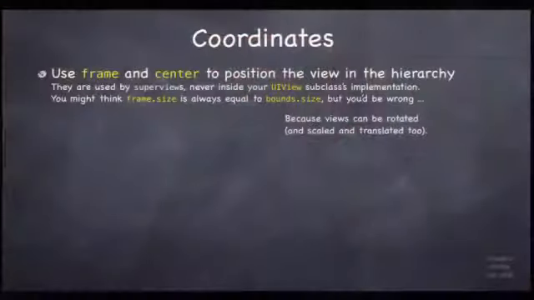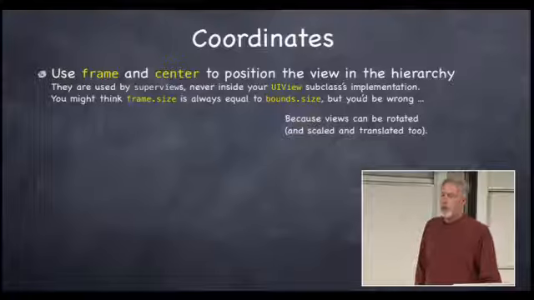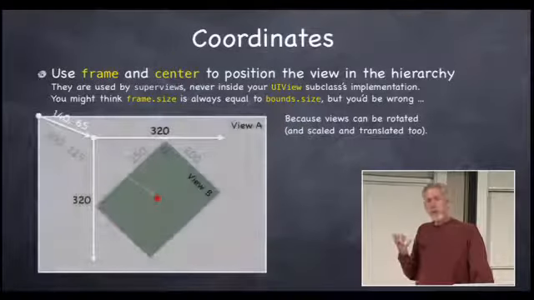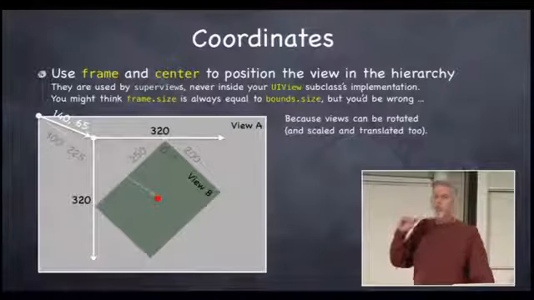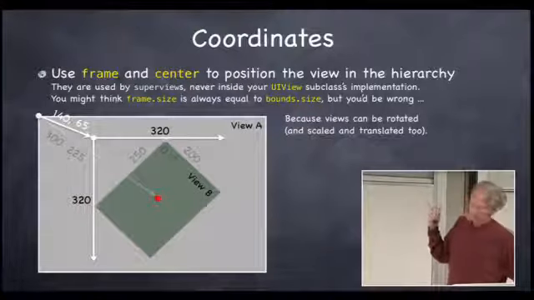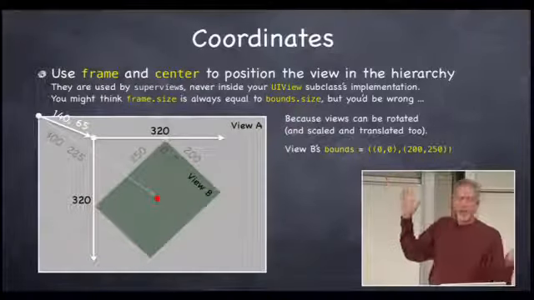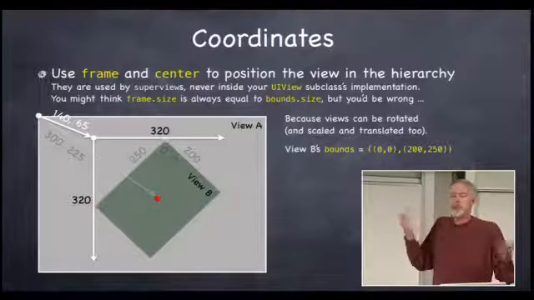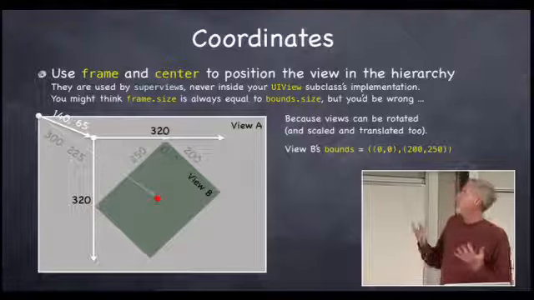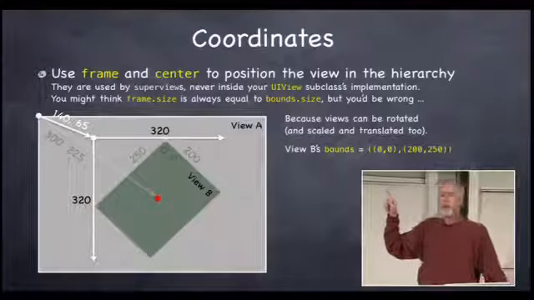Okay, so you might think that frame.size is always equal to bounds.size, right? Because someone says to you, you're going to appear in this particular frame on screen. Well, then my bounds size is going to be the same. And the answer is, no, that's not true, because views can be rotated and scaled and translated within their superviews. All right? So look at this picture right here. I've got view B. Okay, its bounds are 0, 0, 200, 250. All right? So its bounds.origin is 0, 0. It's in its own coordinate system. It could set that bounds origin to something else, but mostly it's 0, 0. And you can see that it's 200 across the top and 250 down the side, right? We're talking about view B.